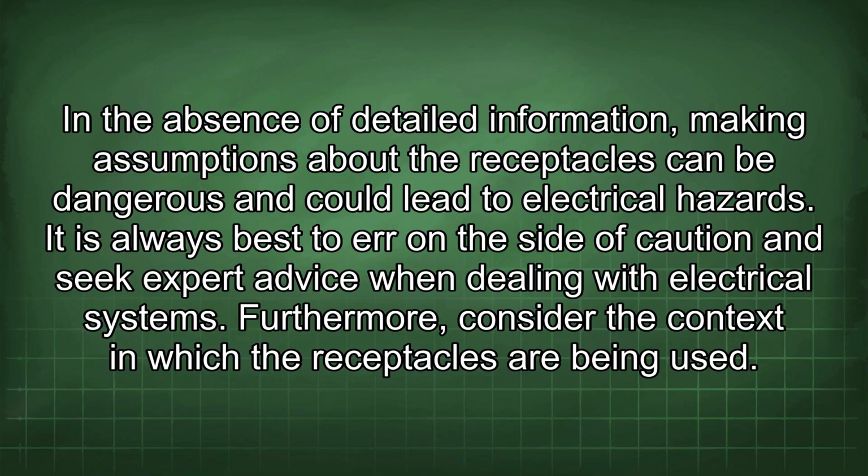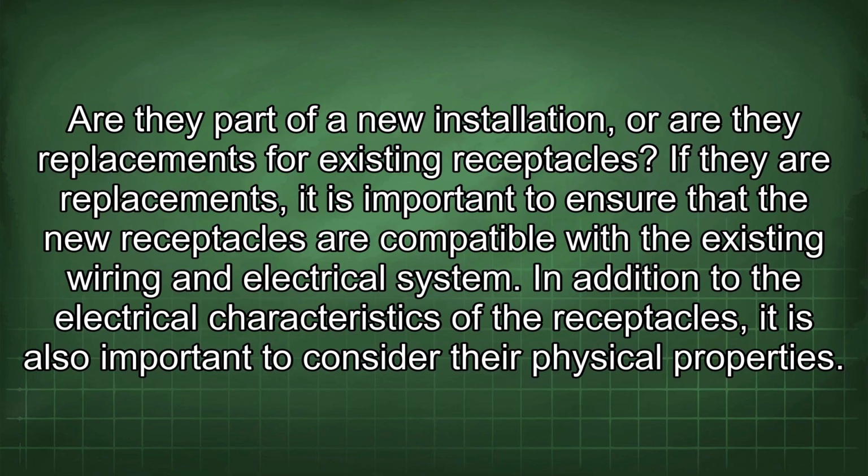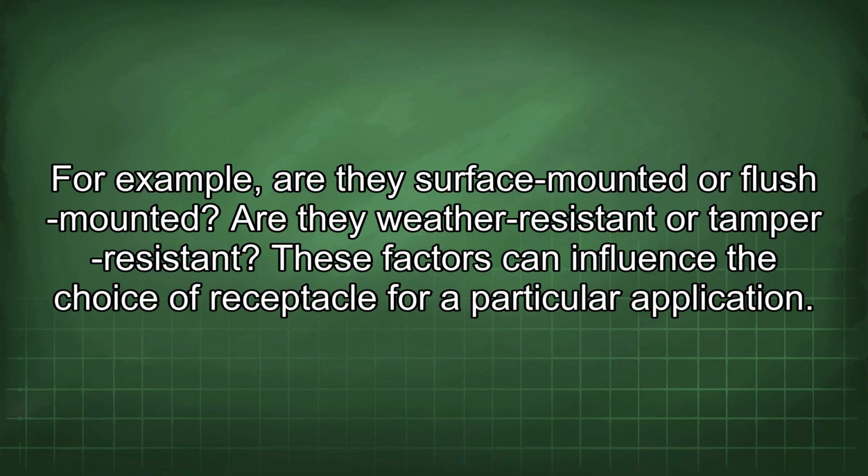Furthermore, consider the context in which the receptacles are being used. Are they part of a new installation, or are they replacements for existing receptacles? If they are replacements, it is important to ensure that the new receptacles are compatible with the existing wiring and electrical system. In addition to the electrical characteristics of the receptacles, it is also important to consider their physical properties. For example, are they surface-mounted or flush-mounted? Are they weather-resistant or tamper-resistant? These factors can influence the choice of receptacle for a particular application.